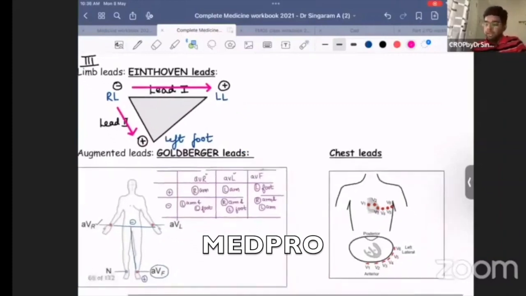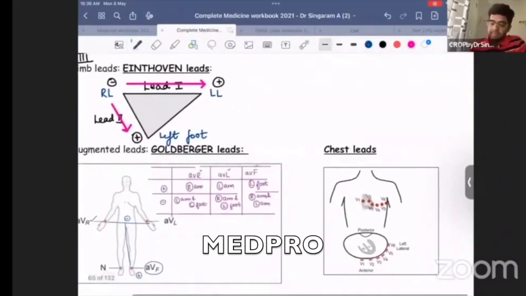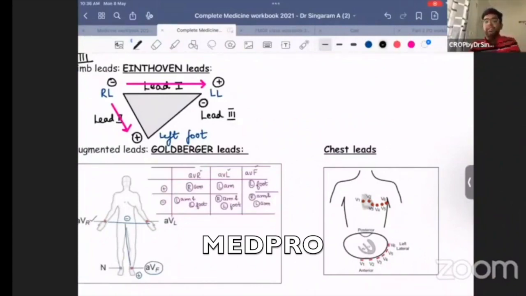Okay. Now for lead 3, any comments? Where is lead 3? Lead 3 is here. Here, the left upper limb is the negative polarity and the left foot is the positive polarity. So in lead 3, how would the electric current flow? It is something like this, from the left upper limb to the left foot area. So this is the orientation of the 3 leads which you should remember.